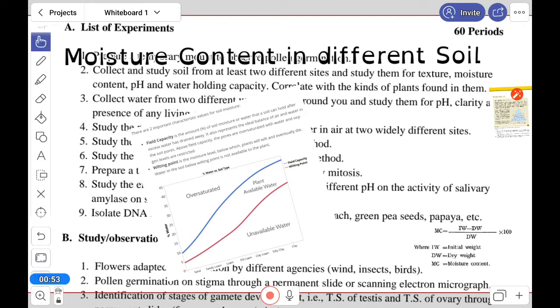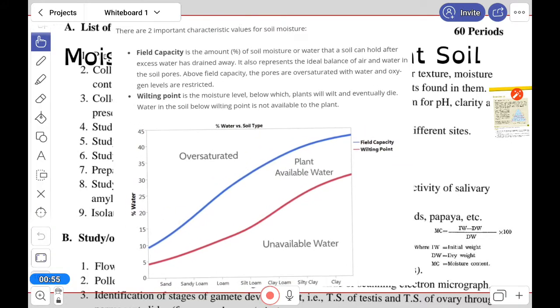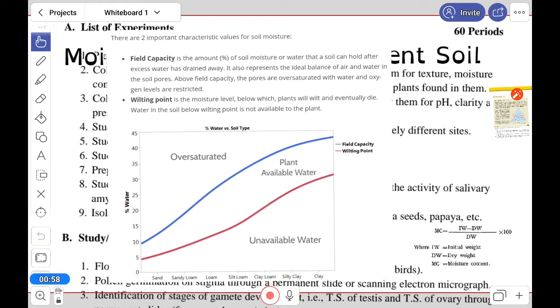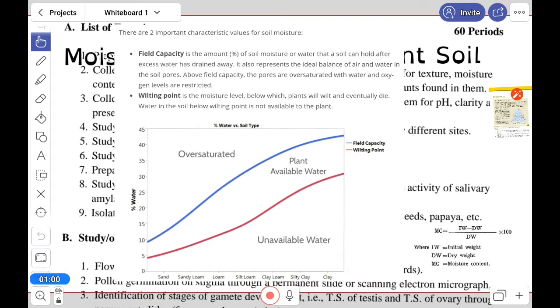You know that moisture means the amount of water inside the soil. It is very important for living organisms, for the plant. If you can see this graph, you will be able to understand. I'm explaining it. Before that, the field capacity. Field capacity means the percentage of soil moisture, the water that a soil can hold after excess water has drained away.